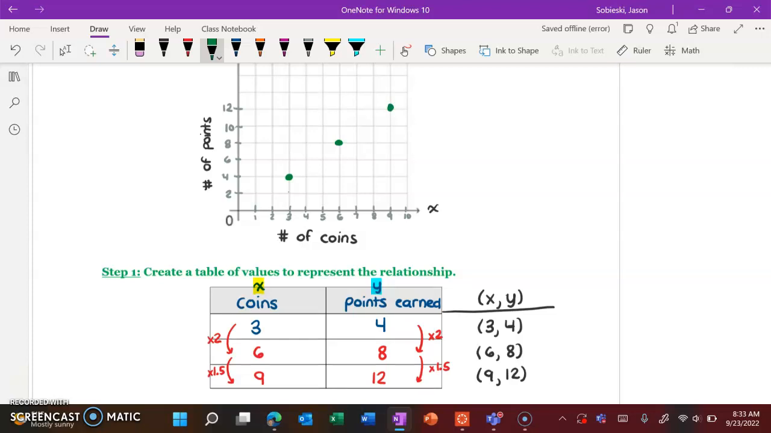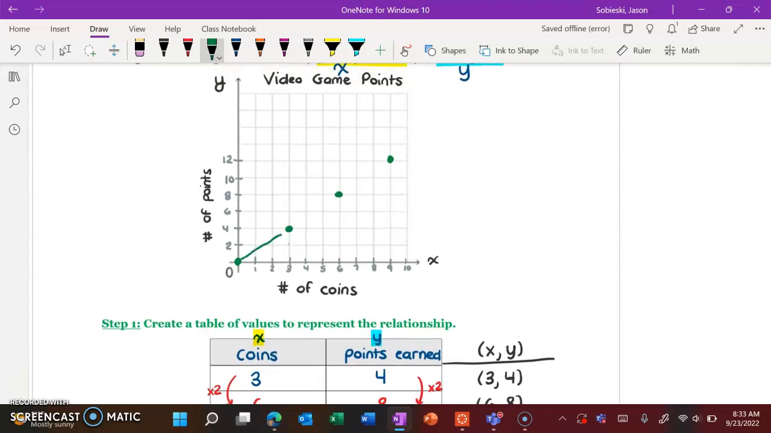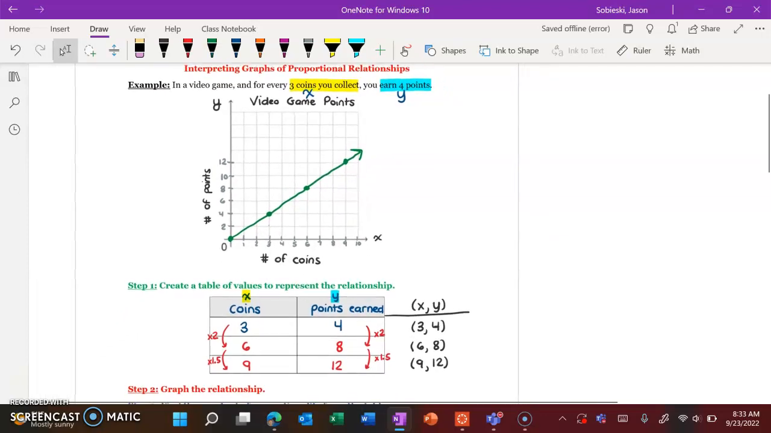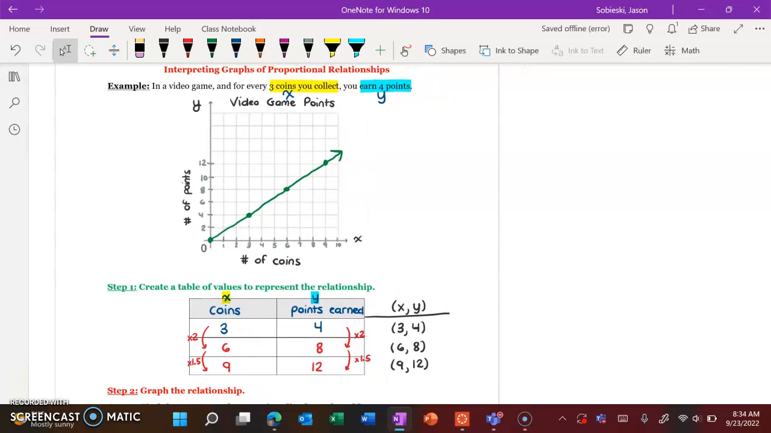Okay, and then once again, think about for a proportional relationship, we can also plot 0, 0, the origin, because if you don't earn any coins, you don't earn any points. All right, and we can connect those ordered pairs, those coordinates, with a straight line. Okay, and I'll just zoom out. We've completed steps 1 and 2. Again, if you need to pause and rewind to look back at anything for that graph, please do so.